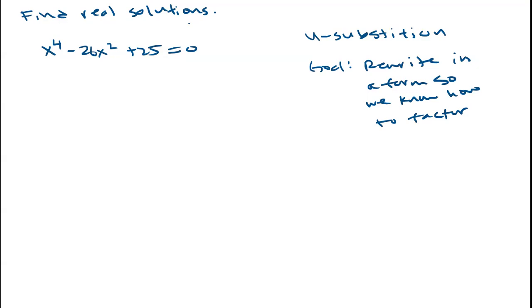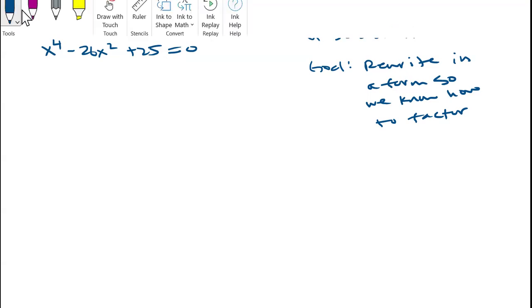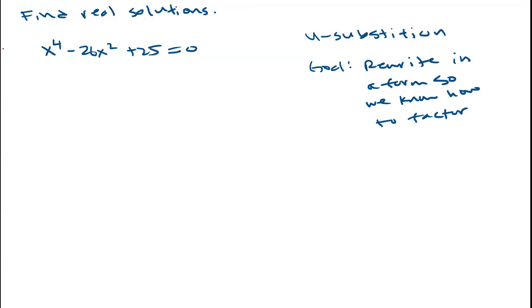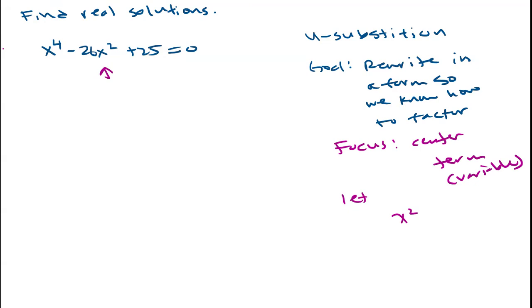Okay, so what do we do? Well, what we want to do is focus on the center term, particularly here at the x squared. We want to focus on the center term variables, and we have an x squared. That will let us know that's what we're going to substitute. So we're going to let u equal x squared.